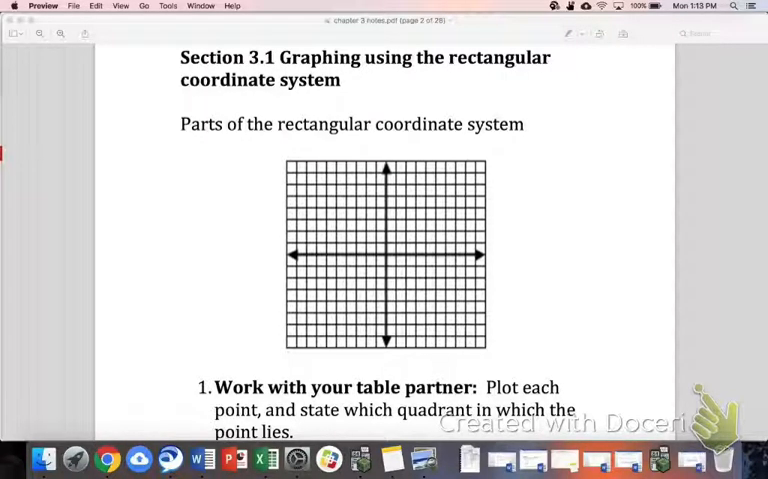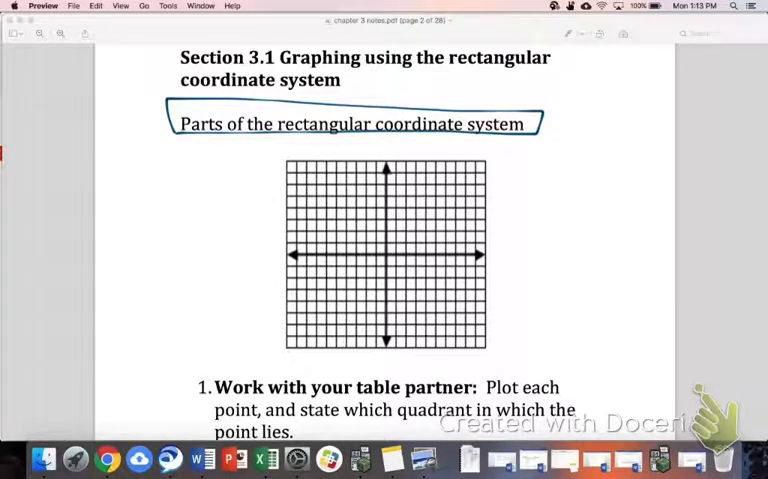Section 3.1. Chapter 3 is all about graphing, and so we're going to start off by looking at the parts of the rectangular coordinate system. Hope that you've seen this before. Here are the parts. The horizontal axis is also known as the x-axis. What about the one that points to the sky? Y. That's the y-axis. That's one way that people remember it: y points towards the sky. So y is vertical, x is horizontal.